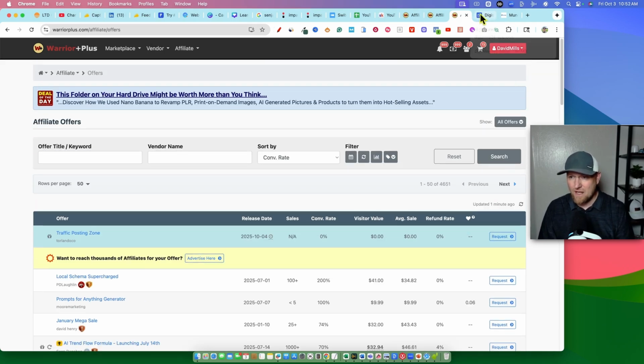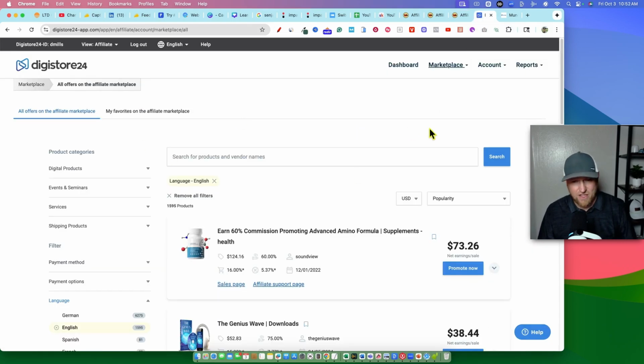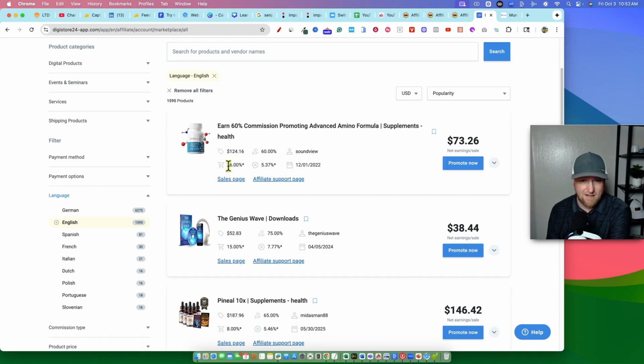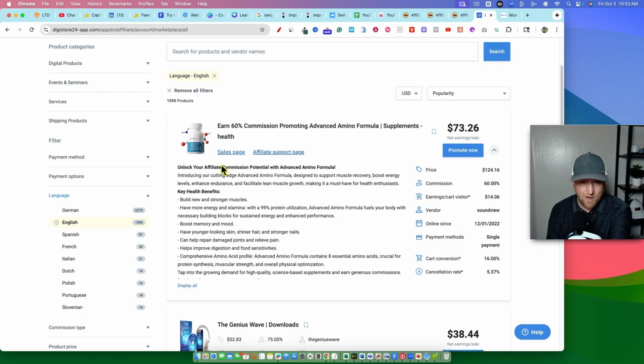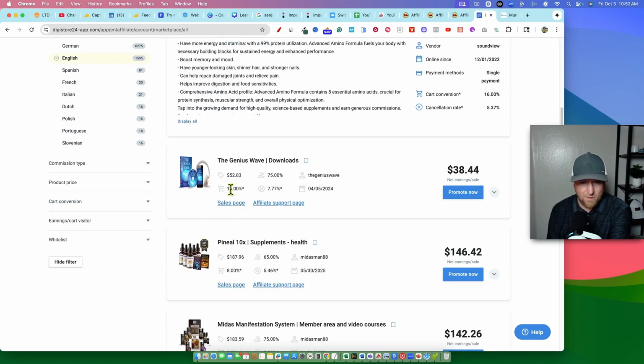Okay. So that's one. Then you can come over to another one. This one's called Digistore 24. I'm not going to show you ClickBank on this one, but ClickBank works just the same as Digistore 24. You're going to go to the marketplace and look at all the products and this little cart right here. You hover over the cart, it's going to tell you what the cart is.